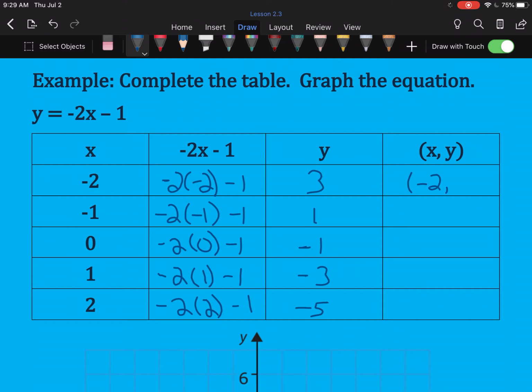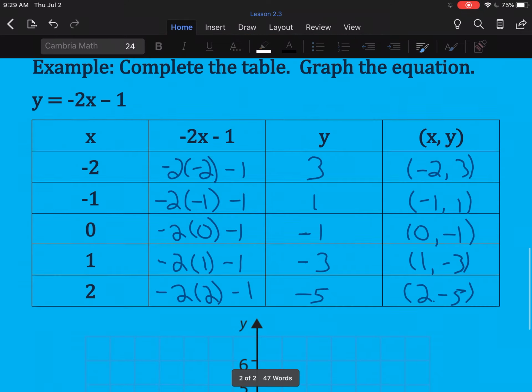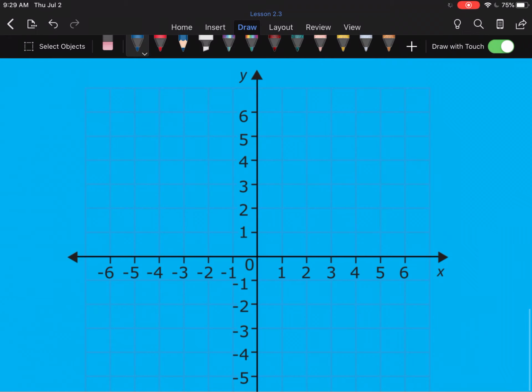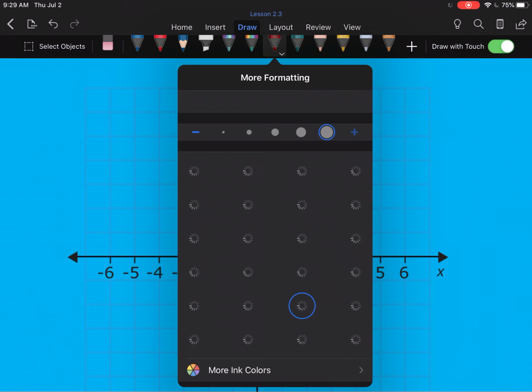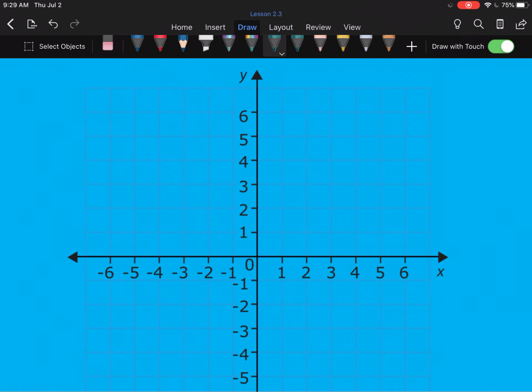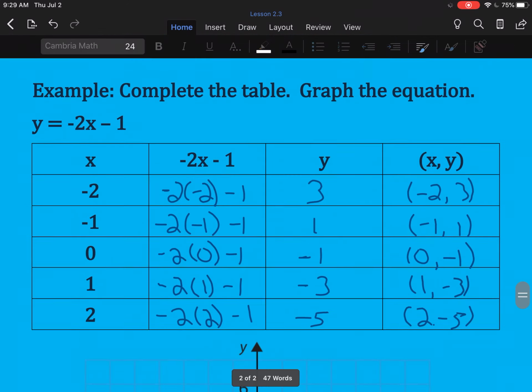So we have a bunch of ordered pairs. Negative 2, 3. Negative 1, 1. 0, negative 1. 1, negative 3. And 2, negative 5. We are asked to graph this equation, which means we have to go plot all those ordered pairs. So let's see if I can't remember them. They were negative 2, 3, which is A now. Oh, the iPad's going to do this.